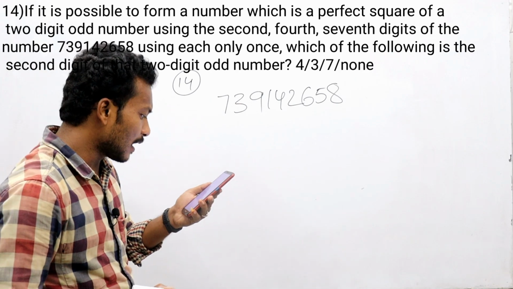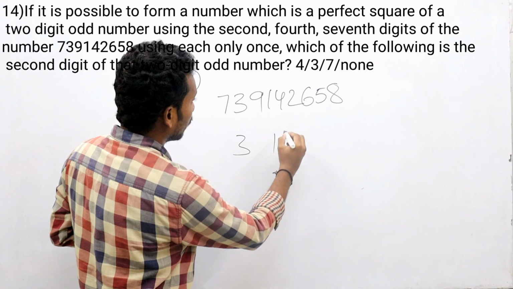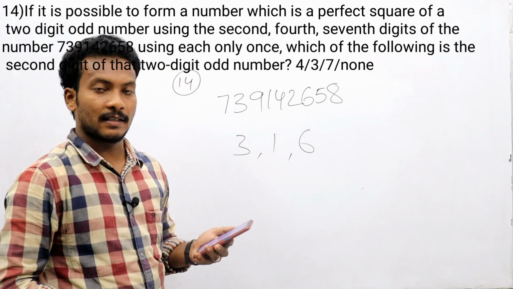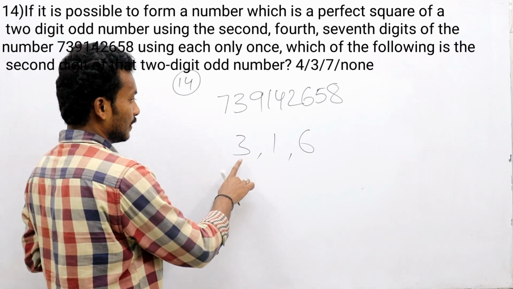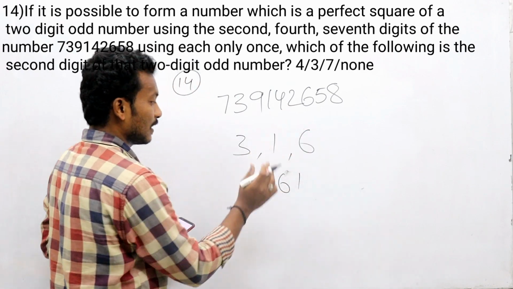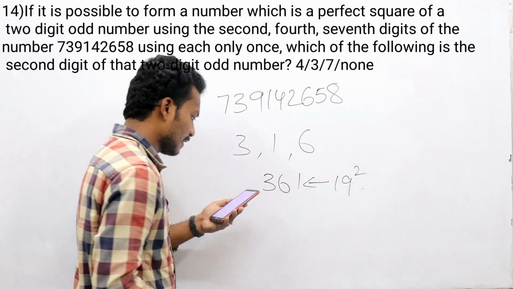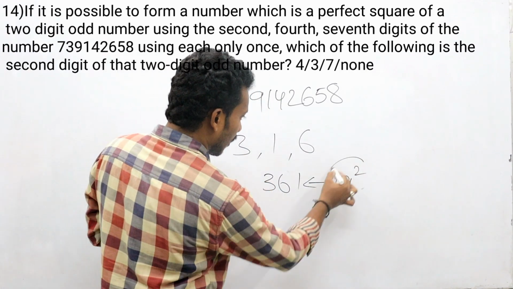He is asking to use the second, fourth, and then seventh digits. By using these three digits, we have to write one perfect square. We need one perfect square, with the help of 316, 361. That is 361. It is a perfect square of 19. But he is asking for a perfect square of a 2-digit odd number.